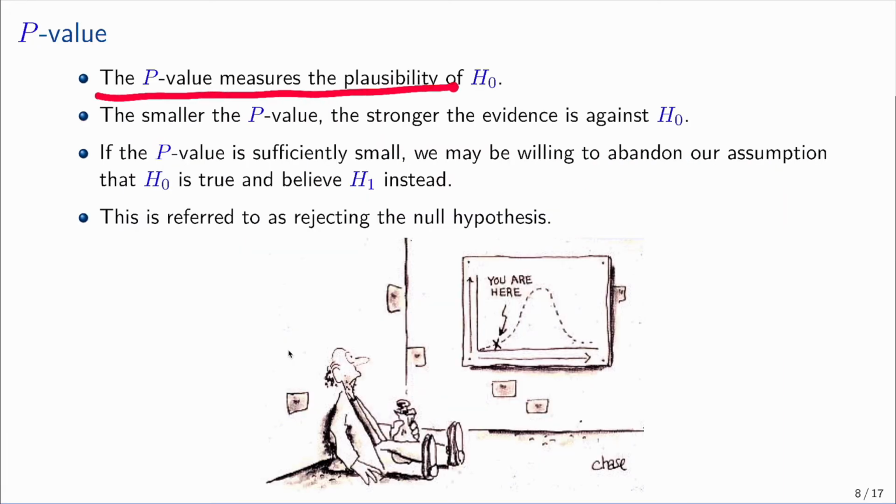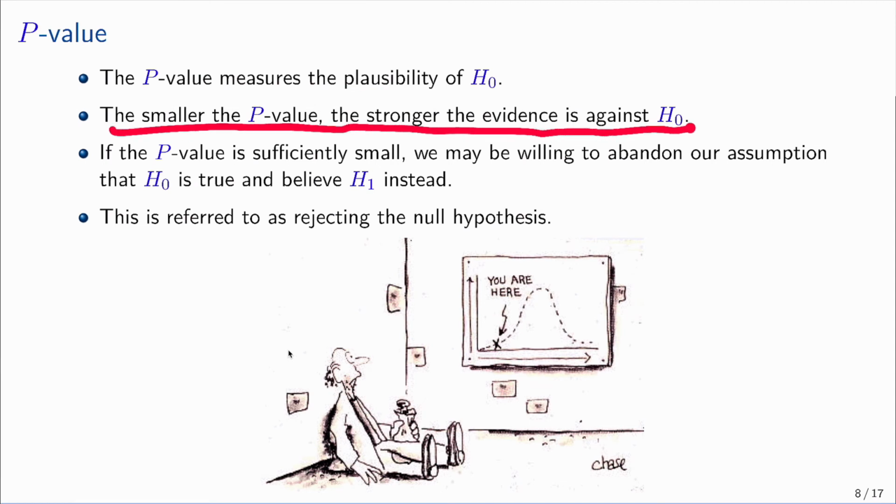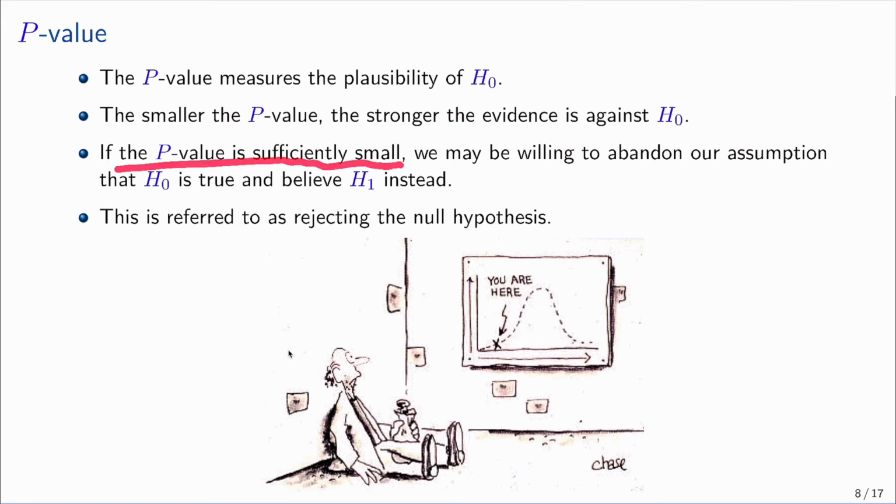The p-value measures the plausibility of the null hypothesis. The smaller the p-value, the stronger the evidence against the null hypothesis. If the p-value is sufficiently small, we might be willing to abandon our assumption that the null hypothesis is true and believe the alternative hypothesis instead. We refer to this as rejecting the null hypothesis.